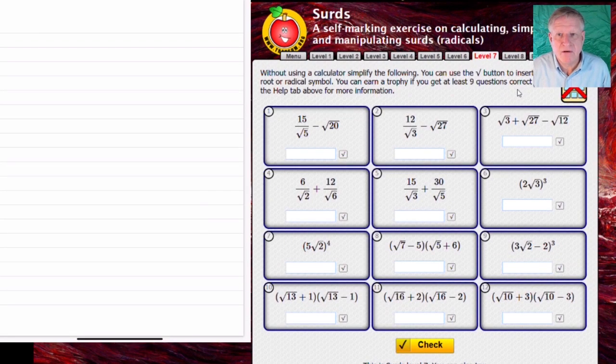Okay, level 7, we have a mixture of all sorts of different questions. And again, we have to simplify each of the expressions. So I'll start off with number 1.